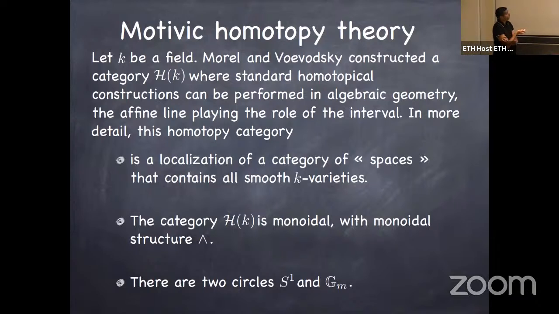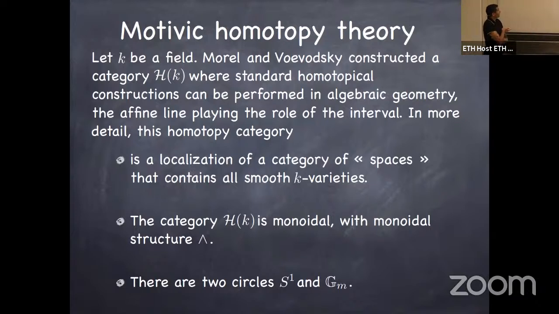But then what we want to do is invert some things. So in particular, what we'd like to do is invert the affine line, or invert the projection from the affine line. Slightly more precisely, the A1 homotopy category H of K is constructed as some localization of the category of smooth varieties. And just to give you a sense of what it does, it in particular inverts this projection from X cross A1 to X.